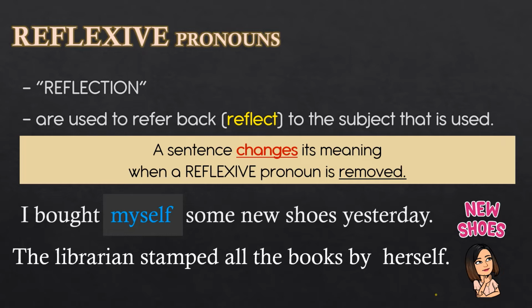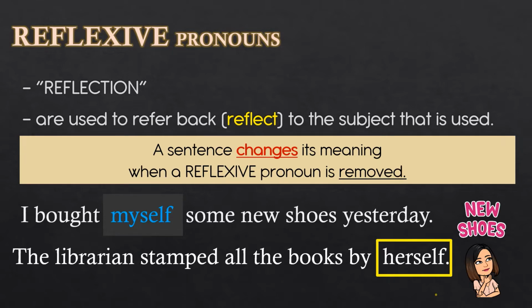Okay, let's now proceed to the second sentence. The librarian stamped all the books by herself. What is the pronoun? Okay, correct. We have herself. So, let's read it again. The librarian stamped all the books by herself.